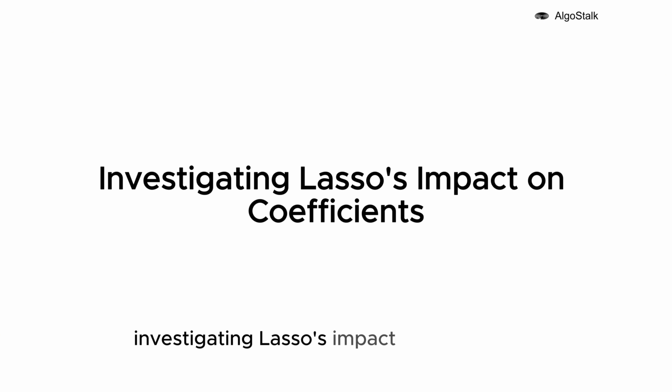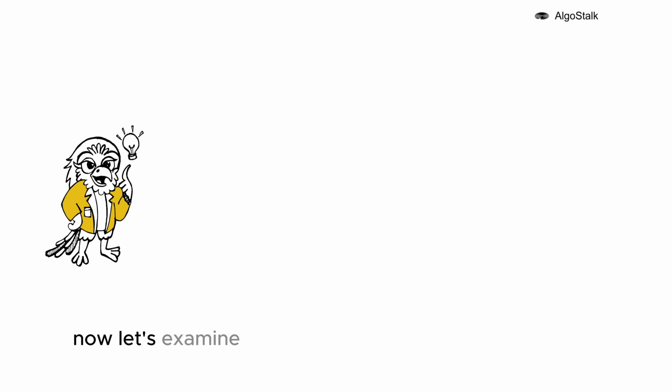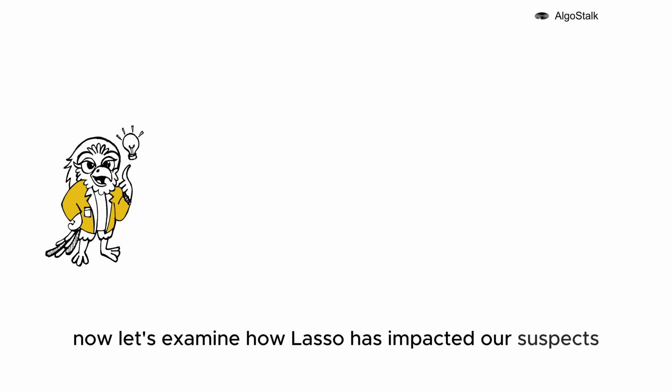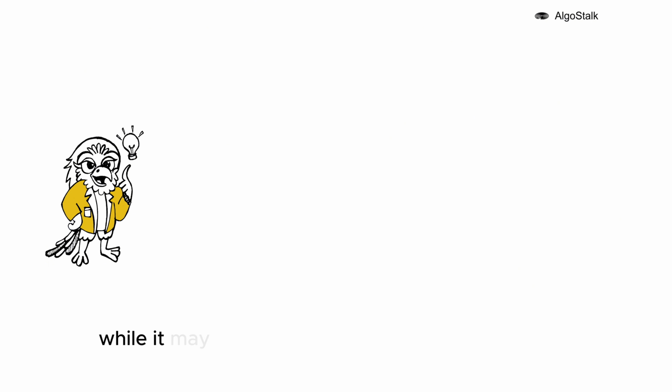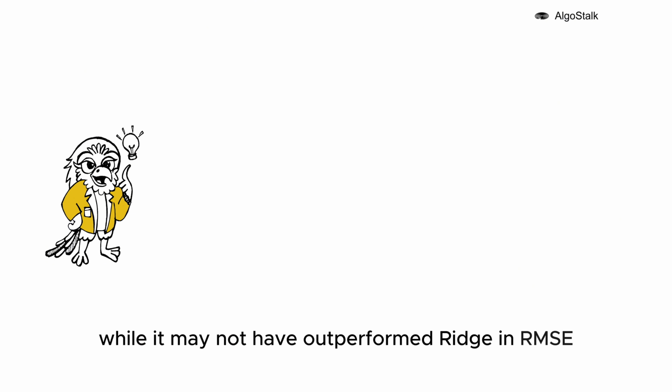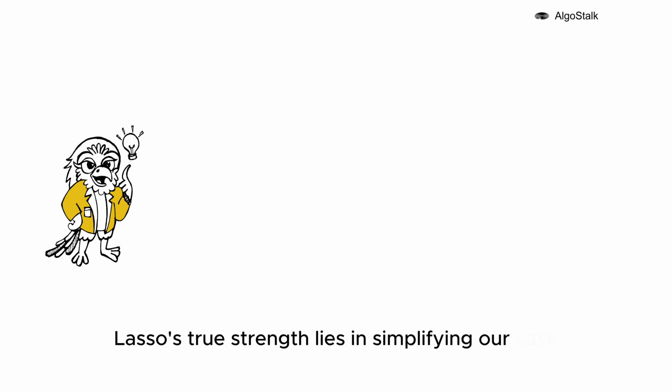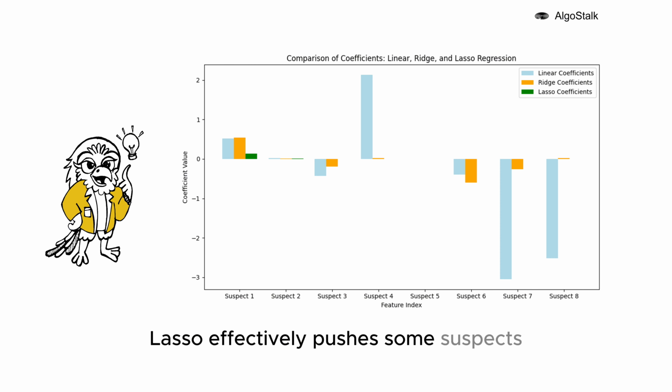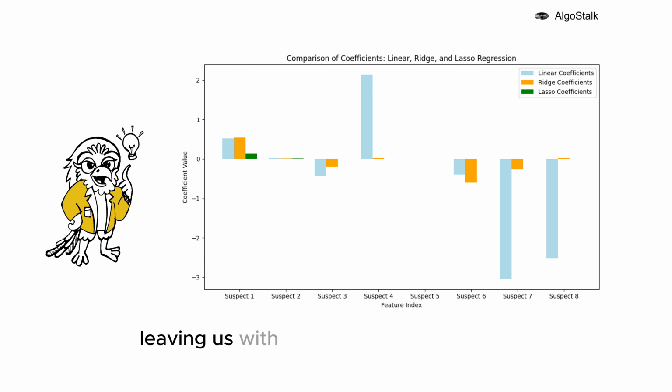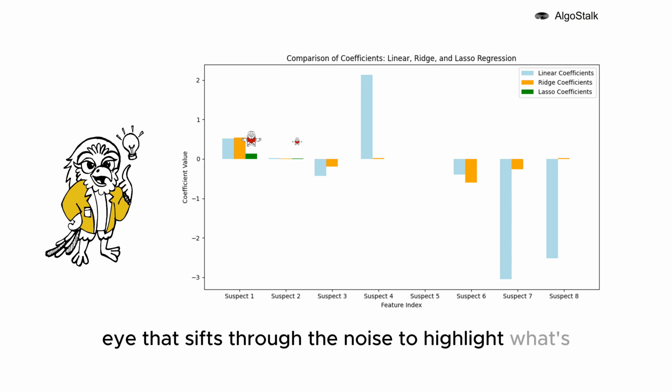Investigating Lasso's impact on coefficients. Now, let's examine how Lasso has impacted our suspects, our model's coefficients. While it may not have outperformed Ridge in RMSE, Lasso's true strength lies in simplifying our case. Lasso effectively pushes some suspects out of the picture entirely, leaving us with only the most crucial leads. This means our model becomes more efficient and easier to interpret. By reducing the influence of certain suspects, Lasso helps us focus on the key players that truly matter in our investigation. It's like having a sharp eye that sifts through the noise to highlight what's essential.